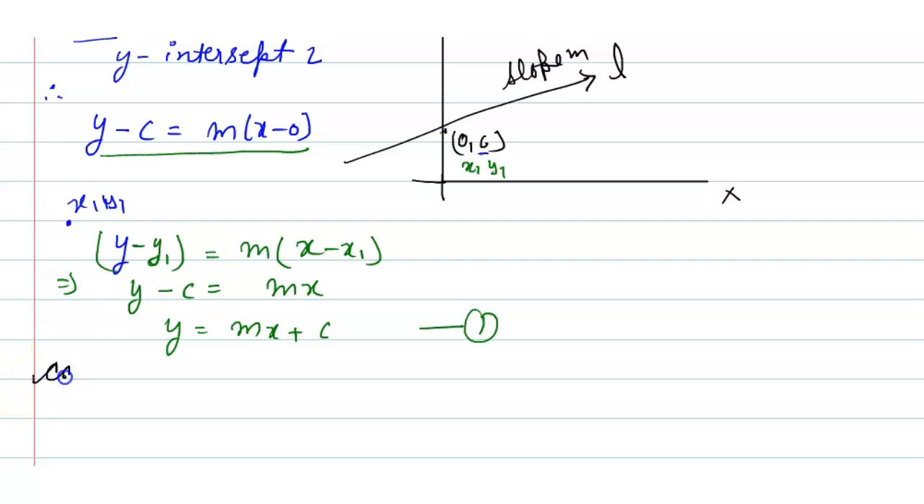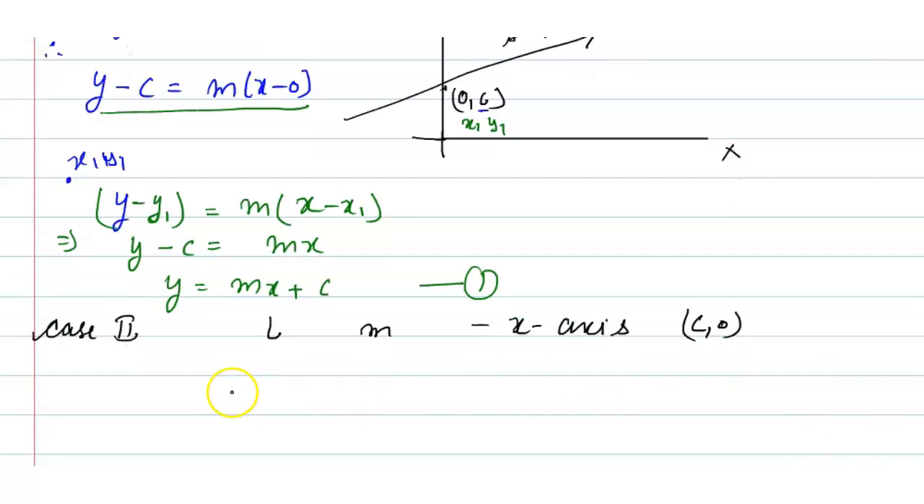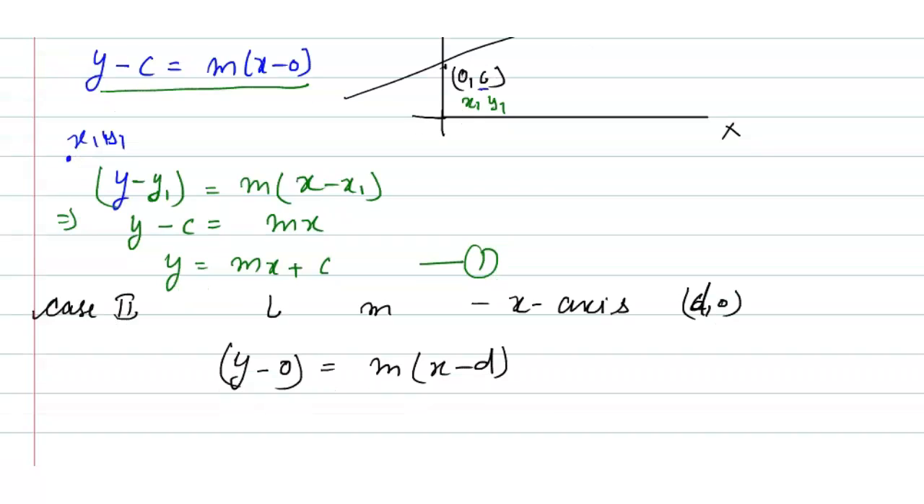Next, in the second case, suppose line L with slope m makes an intercept on the x-axis, that is d. So we will write a point: y minus y1, where y1 is 0, is equal to m into x minus d. So the equation is y is equal to m into x minus d for the x-intercept on the x-axis.